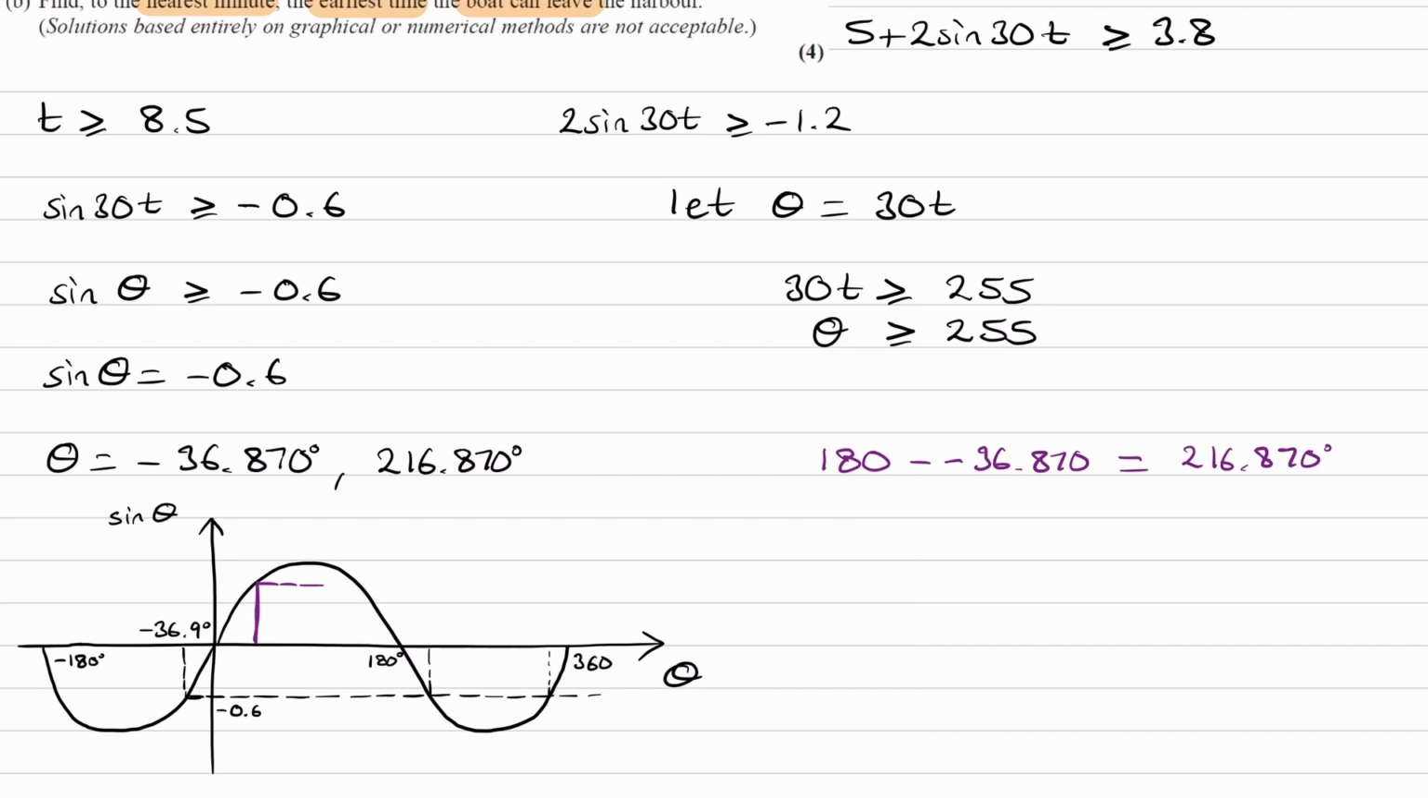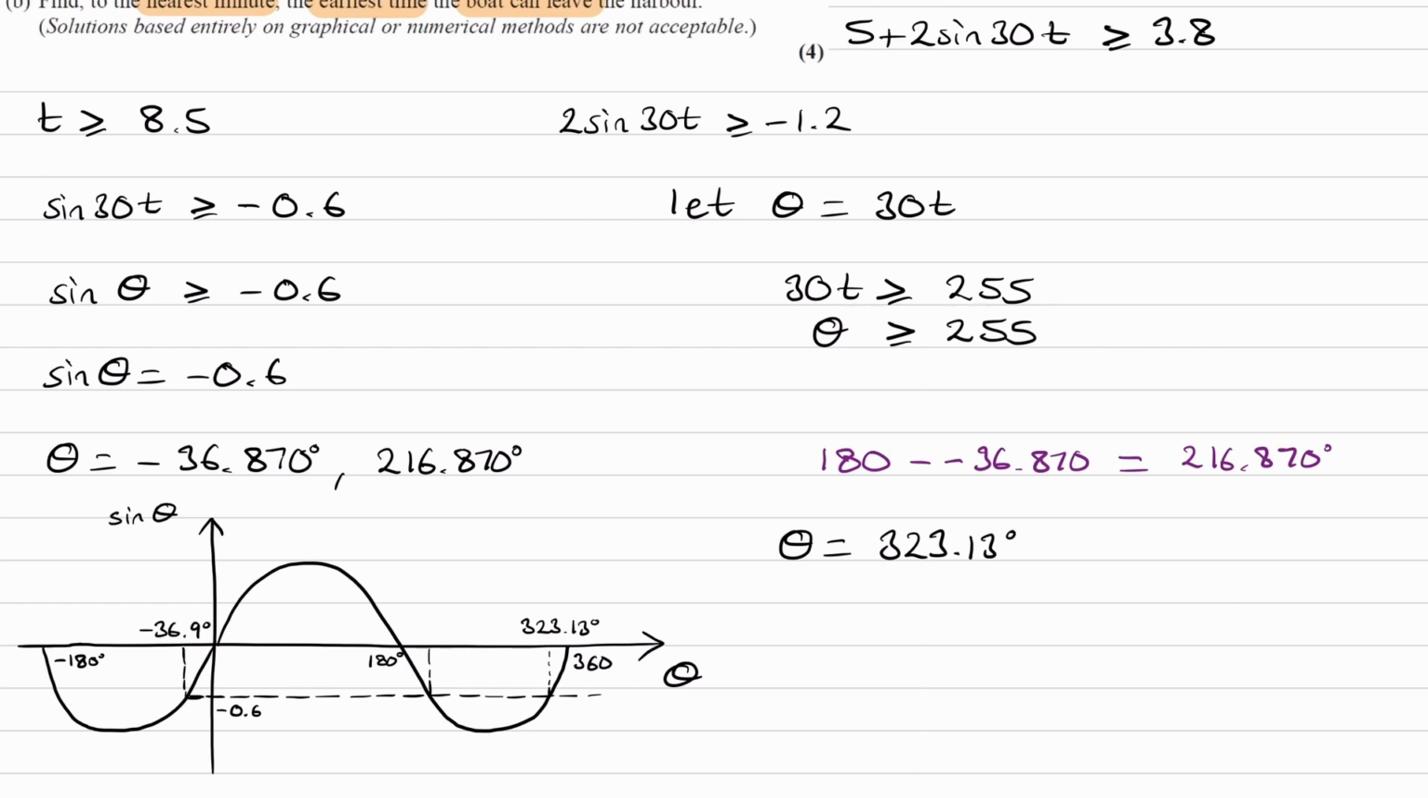Okay, so now that we have our first two values, we can add or subtract 360 to these to get our angles in this domain. I'll put that on the right hand side. So 360 plus this angle will give us the angle that we have over here, as we have one full sine oscillation between this point and this point. There's 360 degrees between those 2 points. That gives us 323.13 degrees. Okay, so this is our first angle that is above 255.